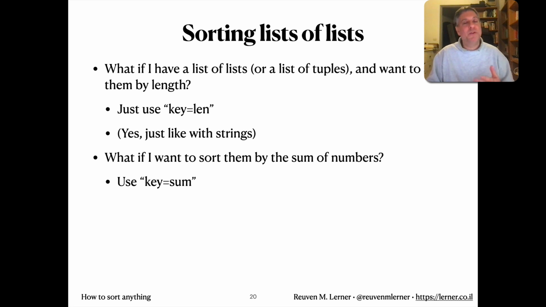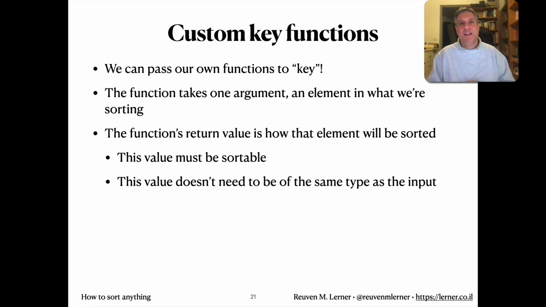Well, then you just say key equals sum, and the sum function will be applied to each of these sublists, and then they'll be sorted by their sums. But here's the thing, we can also pass custom key functions. We can pass our own functions. The function takes one argument, all right? It's an element in what we're sorting.